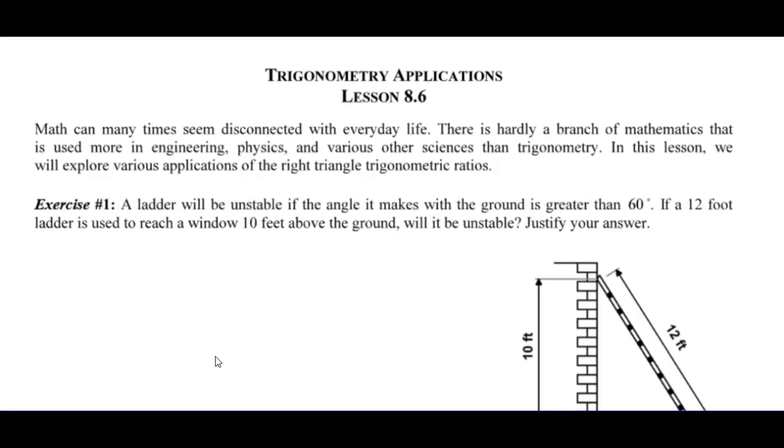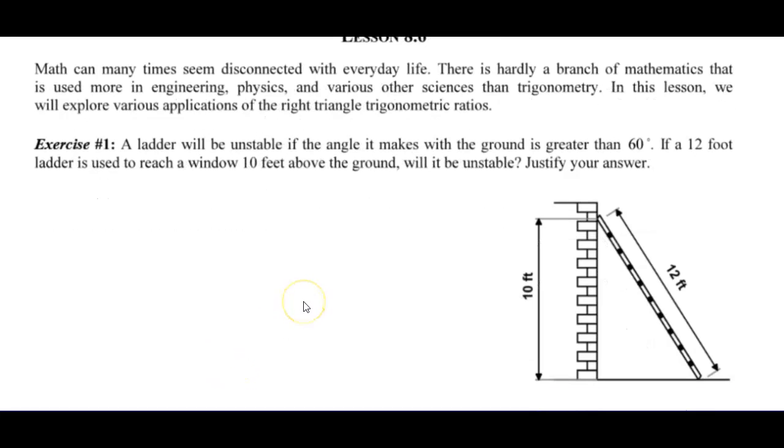So some of these are classic examples, some of them are a little bit more obscure. The first one says that a ladder is going to be unstable if the angle it makes with the ground is greater than 60. So as you increase the angle, it becomes more vertical, less stable, makes sense. So if a 12-foot ladder is used to reach a window that's 10 feet above the ground, will it be unstable? So what we're checking for is that angle that is down on the ground here. So I'm just going to put a theta in that position.